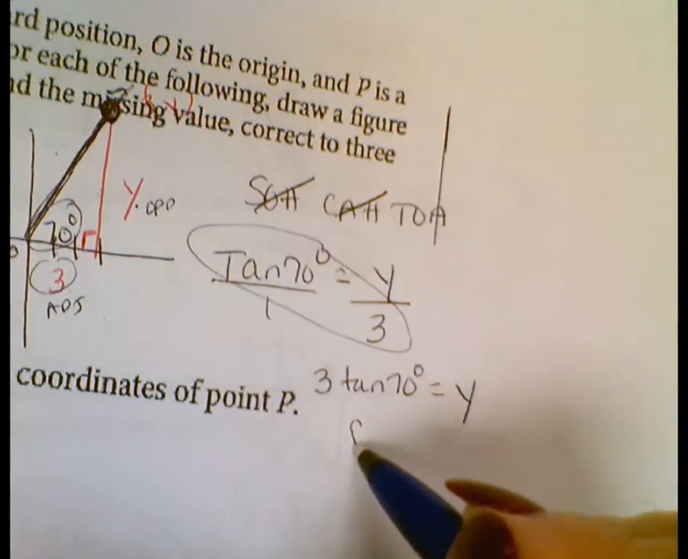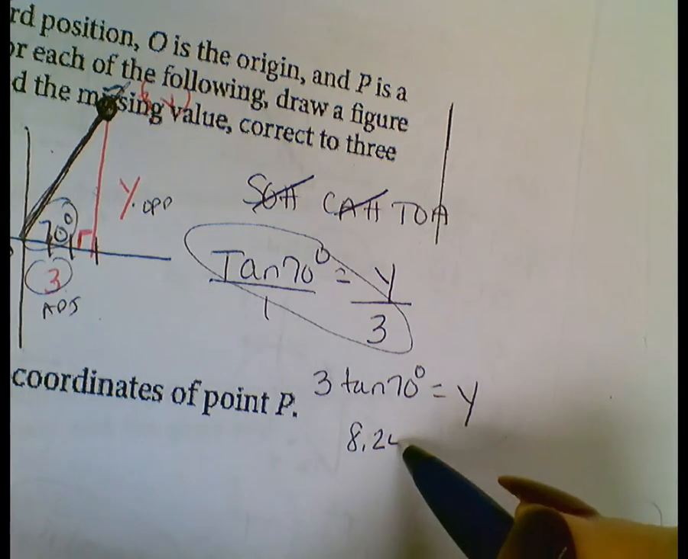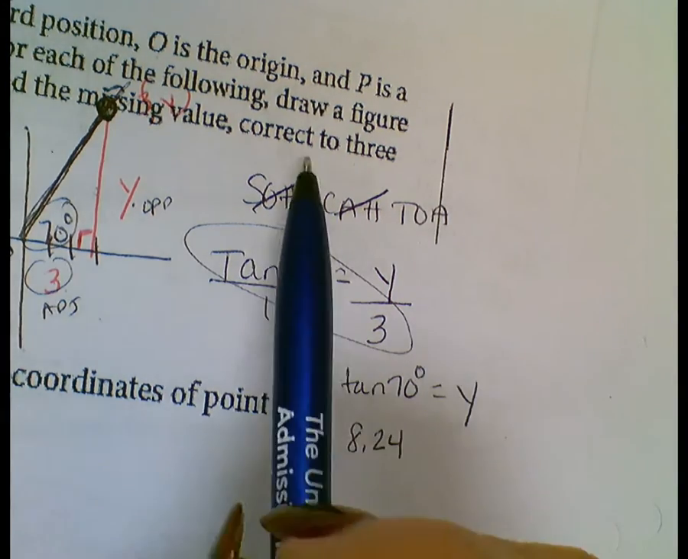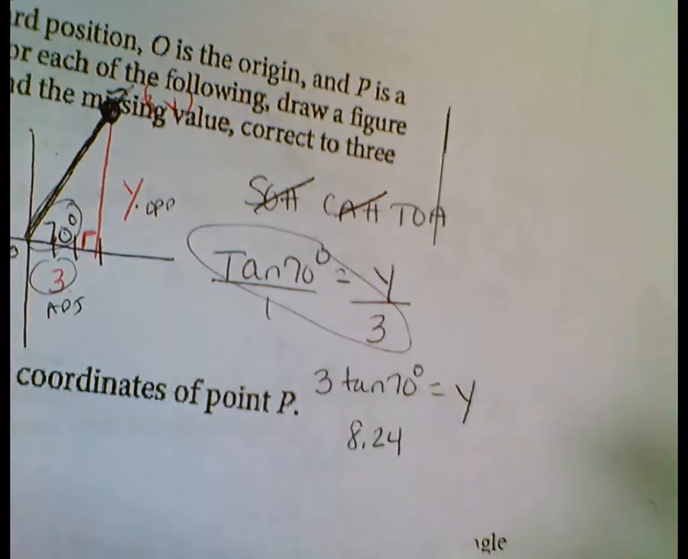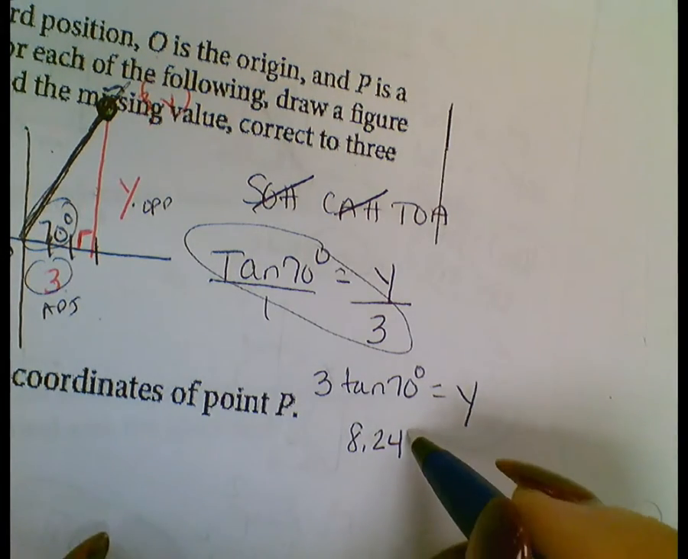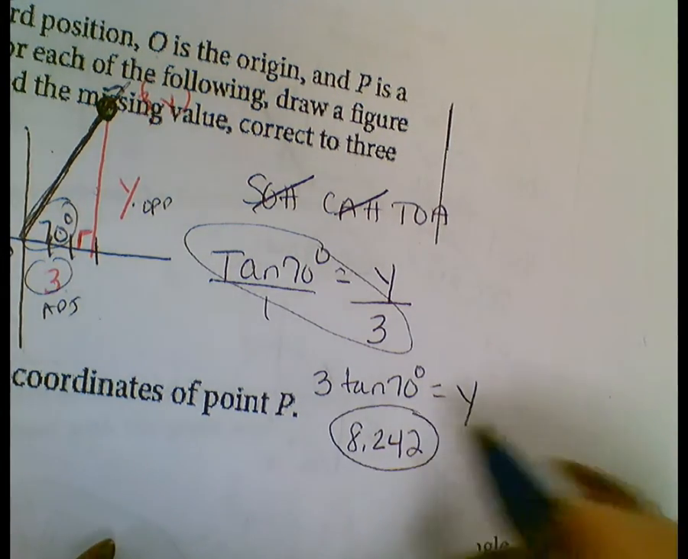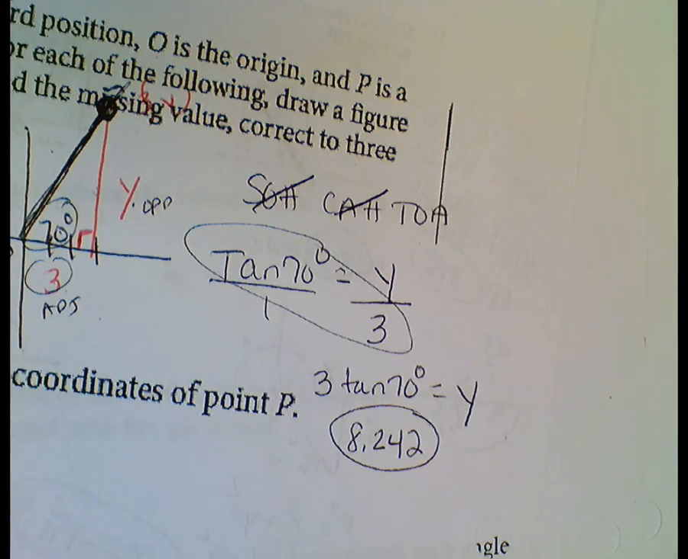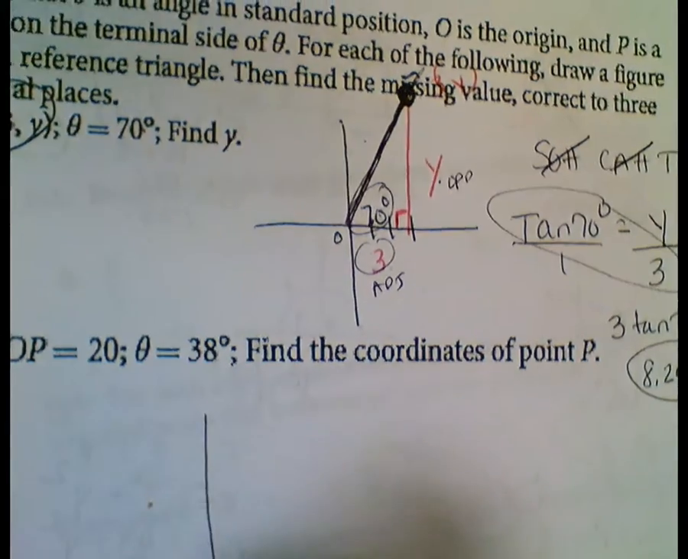And it should be 8.24. Oh, it says correct to 3 decimal places. Sorry about that. We need 1 more decimal place. I like 2 personally, but if the book says 3, we'll give it 3. That's it. That's why. So let's draw a picture.